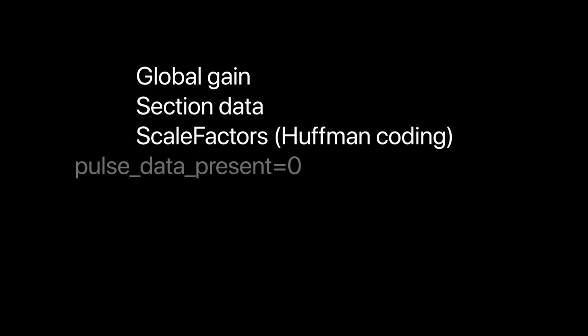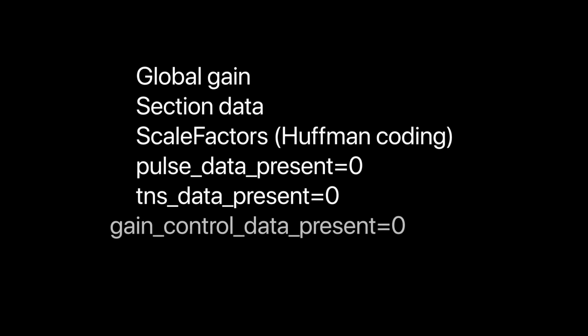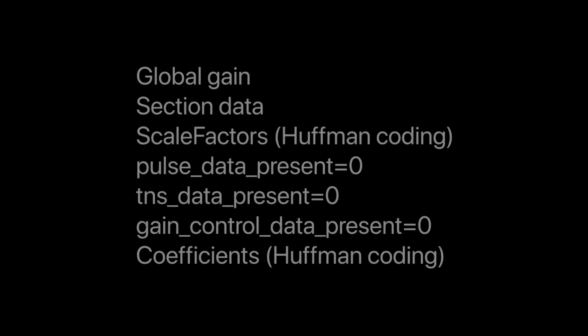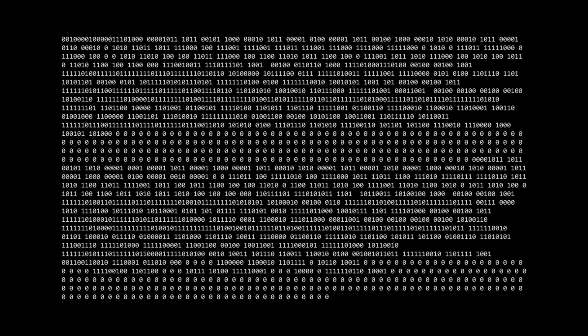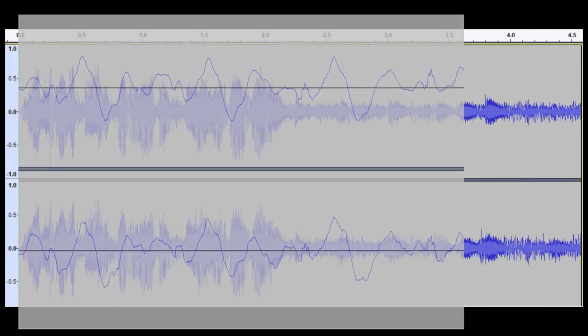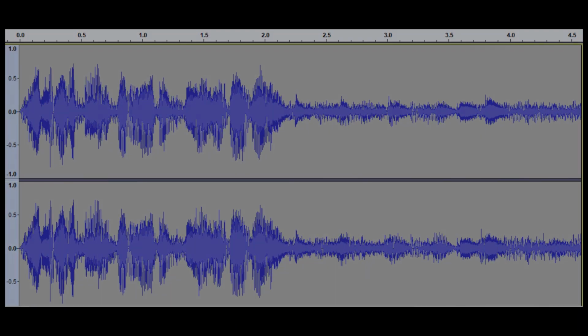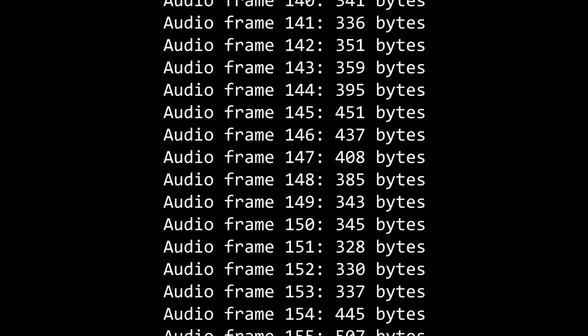Encode the global gain, section data, scale factor, 3 zero flags, and lastly the coefficients. If our frame isn't byte aligned, add zeros until it is. And that's one frame done. Repeat this for all other frames, and we've finished encoding all our audio.